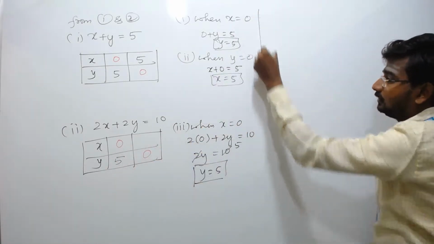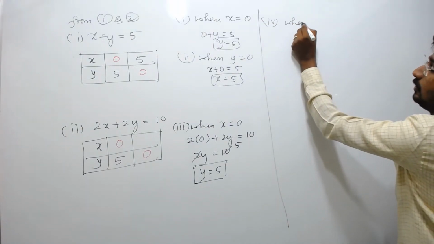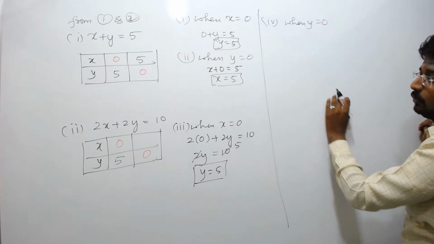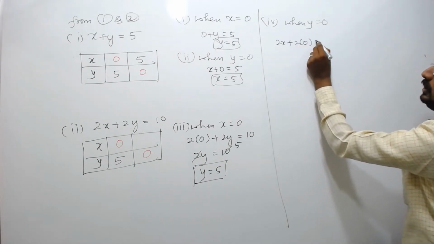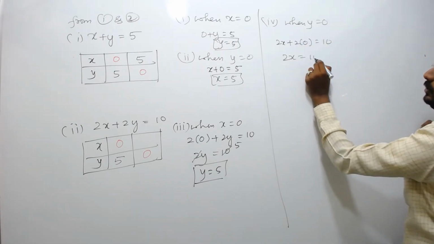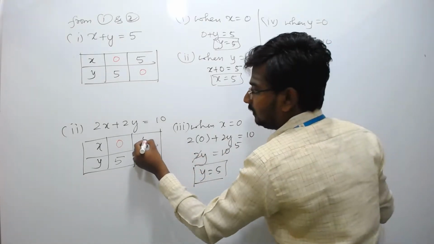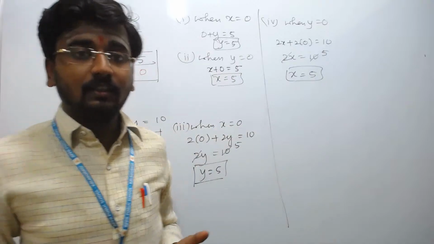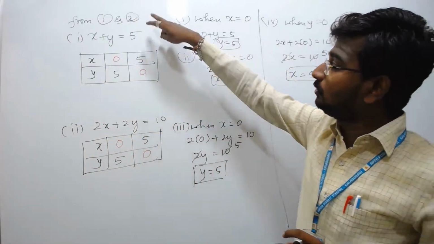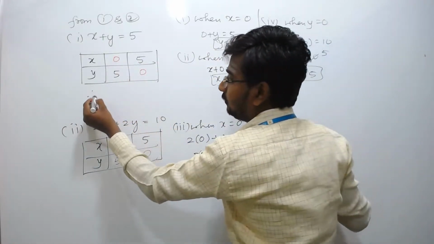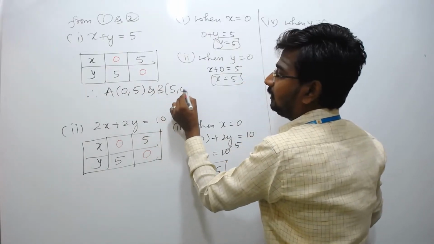Next, the fourth one, when y value is equal to 0. 2x plus 2 into 0 equal to 10, 2x equal to 10, 2 fives are 10, value of x is also 5. See, since it is dependent, the values of x and y are the same for both, meaning the points are the same. Here I can say, therefore, point A is (0, 5) and point B is (5, 0).